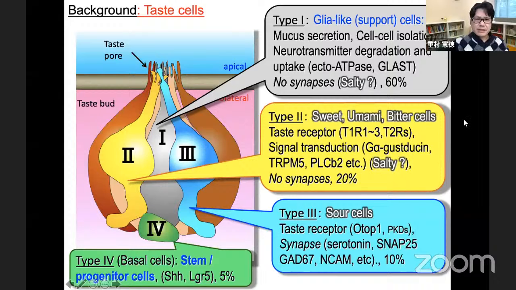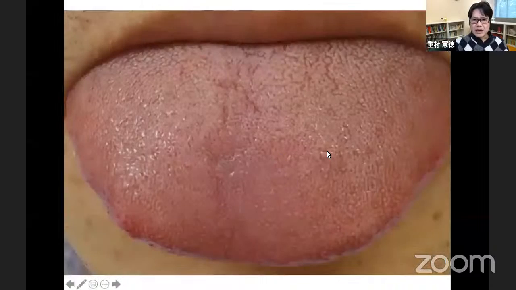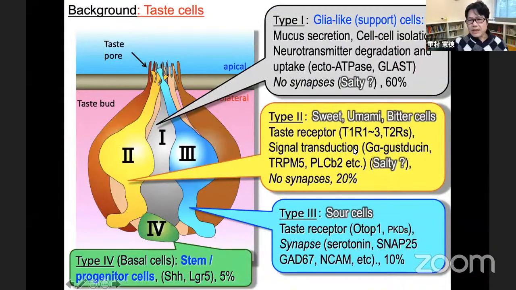And type 2 cell, this is a light cell. This cell has the taste receptors T1R1, T1R2, T1R3, and T2Rs. These are sweet, umami, or bitter taste receptors, and also express signal transduction related molecules such as G-alpha gustducin, TRPM5, and PLC beta 2. Interestingly, they don't have a conventional synapse structure, even though they are receptor cells.